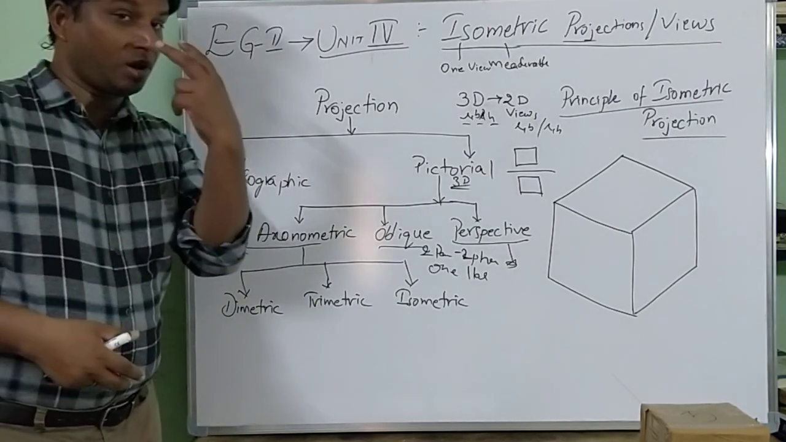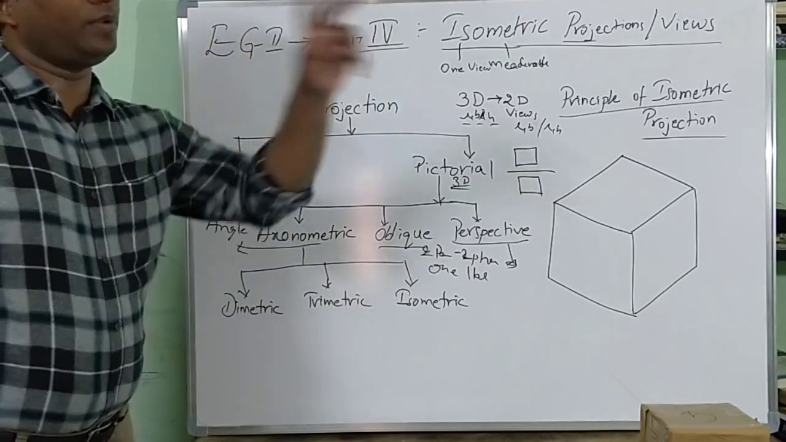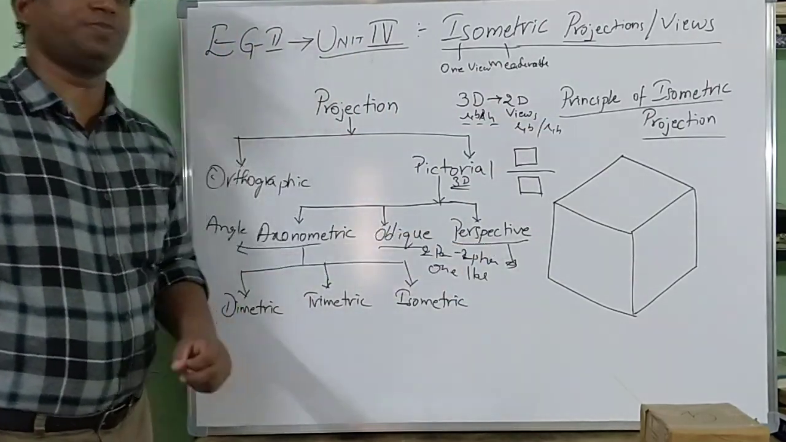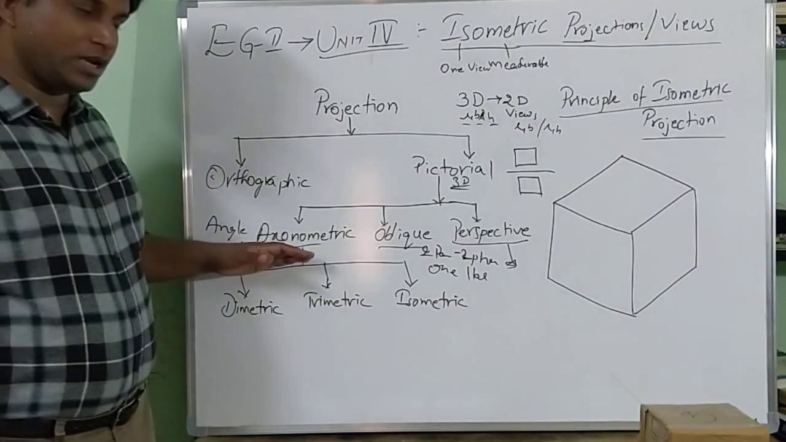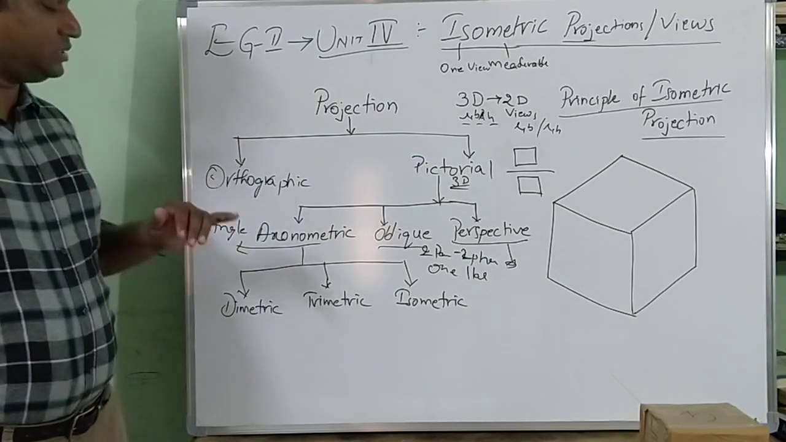In the same way, depending upon our view, from a long distance an object may look small, and from a nearer distance the object may look big. All that perception is called perspective projection. Axonometric projections, oblique projections, and perspective projections are part of pictorial projections.